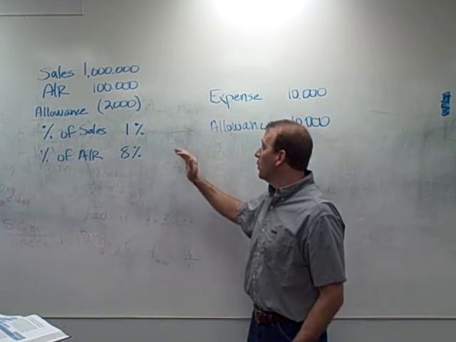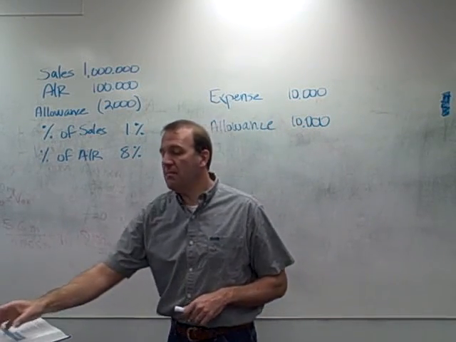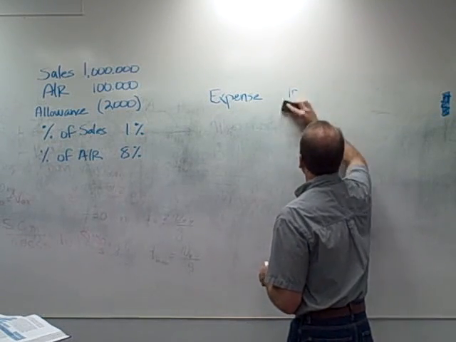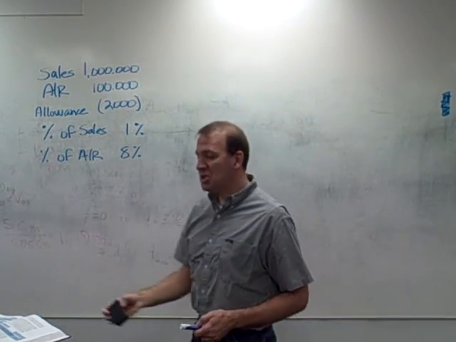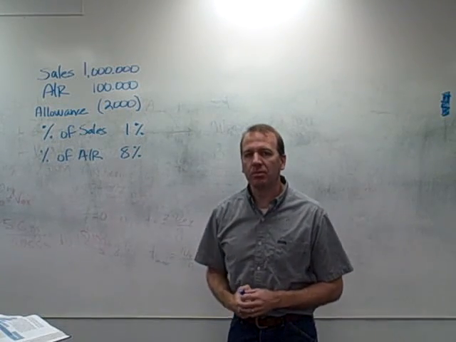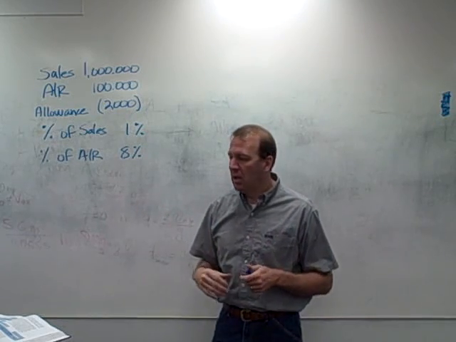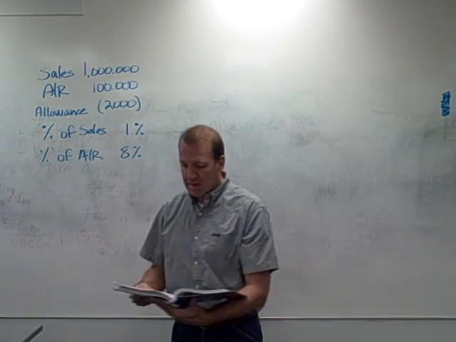It's very straightforward. Now, the other method is the percentage of accounts receivable. Well, the textbook shows using the aging approach. I don't have time to go over the whole aging and how it's calculated. The textbook does a very good job on the aging approach.